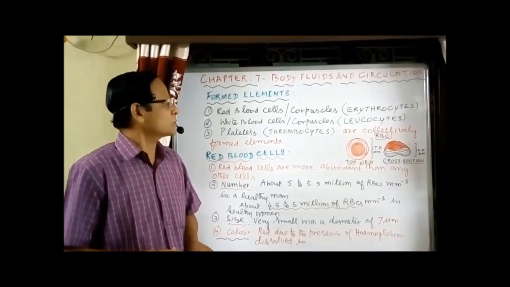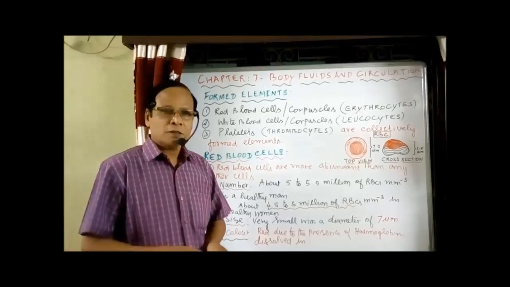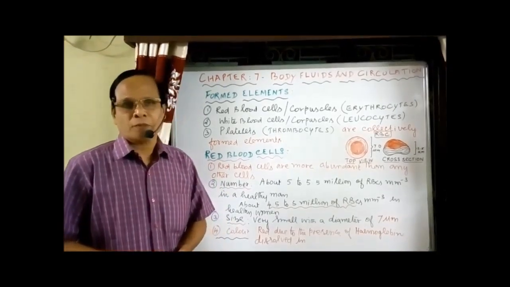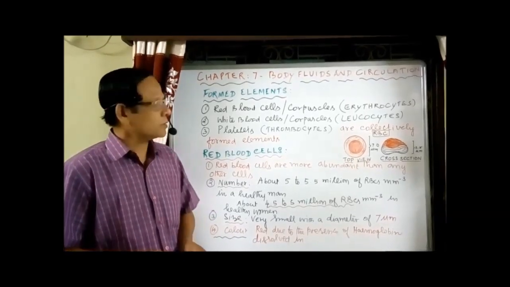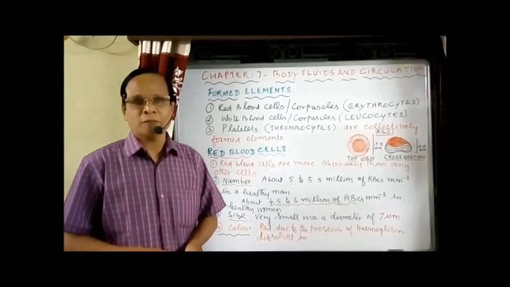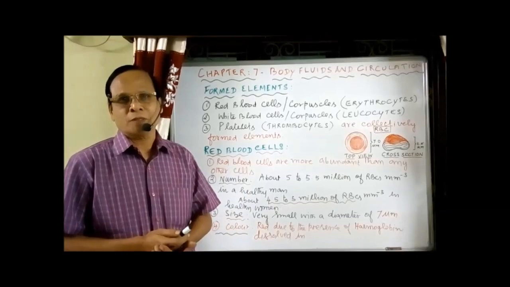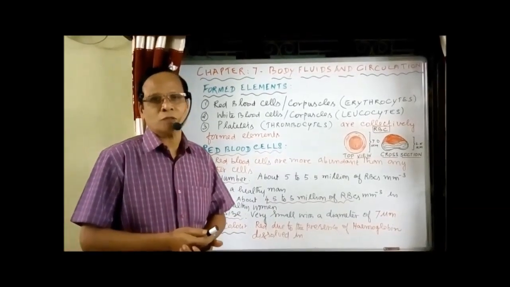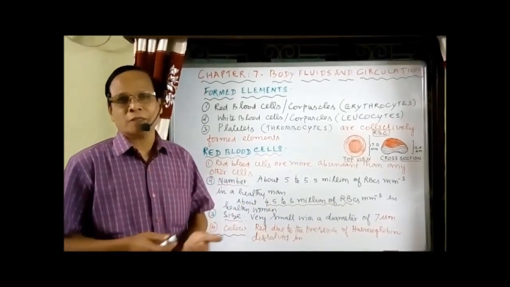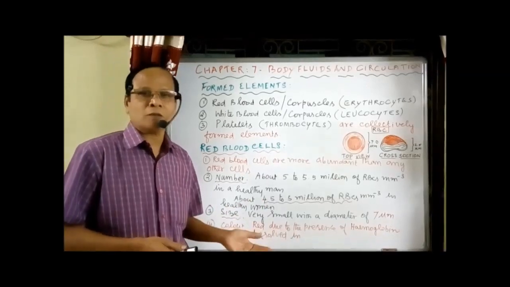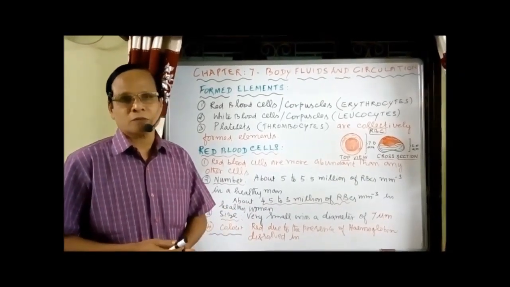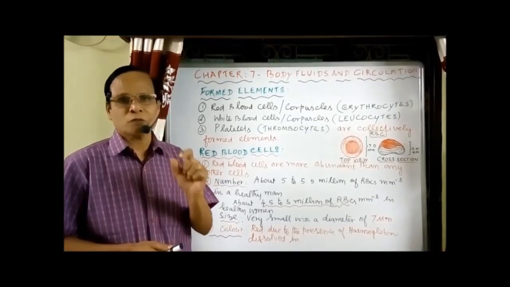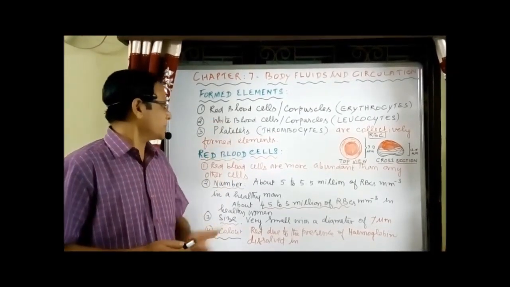We were talking about the composition of blood. We already completed the plasma. The second component present in blood is the formed elements. The formed elements include the red blood corpuscles or erythrocytes, the white blood corpuscles or leukocytes, and the platelets or thrombocytes. All these three elements together are called formed elements.